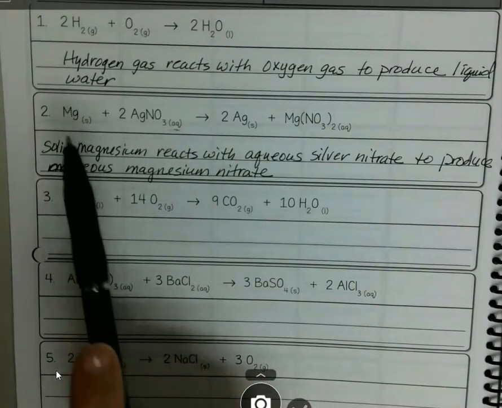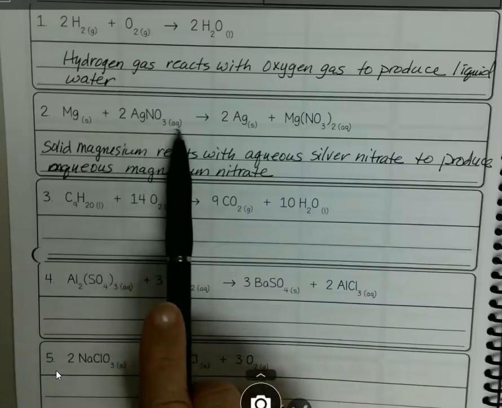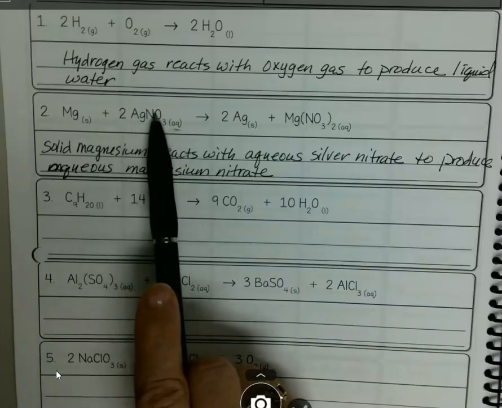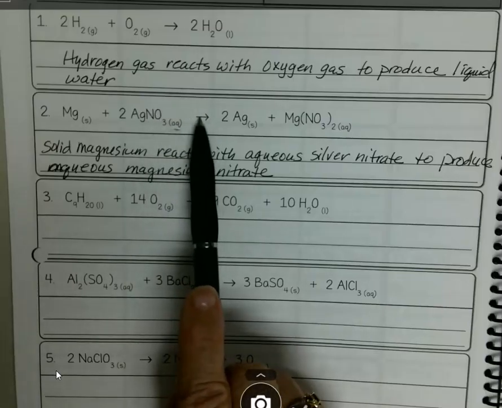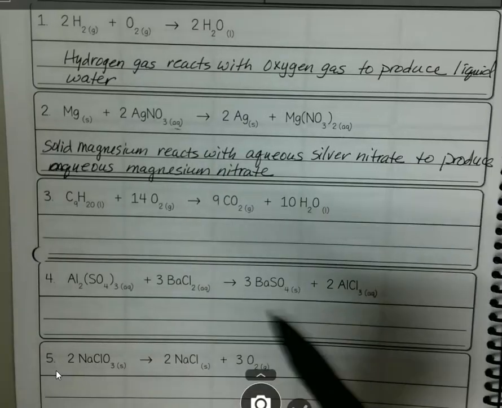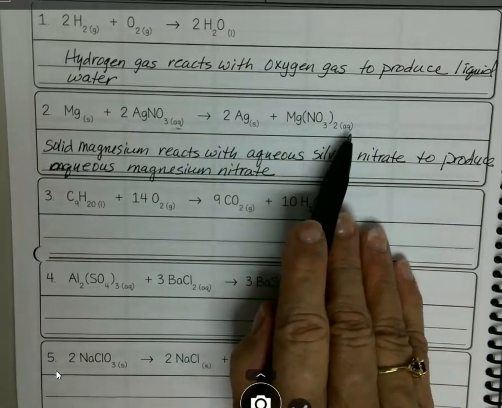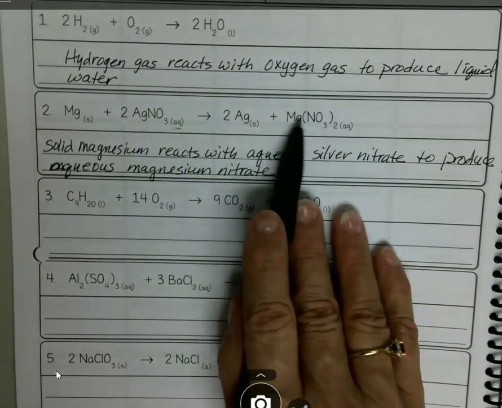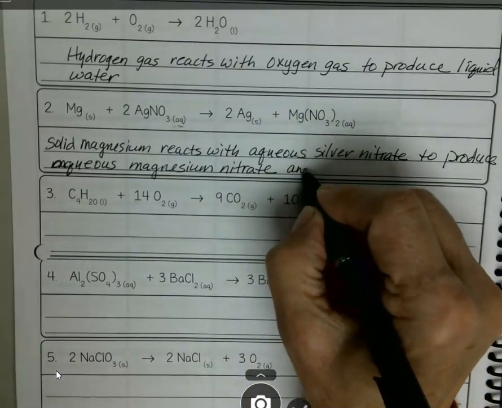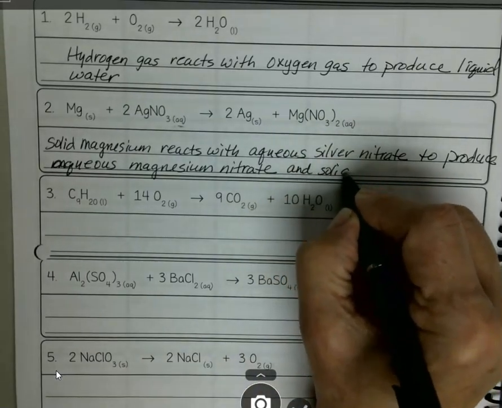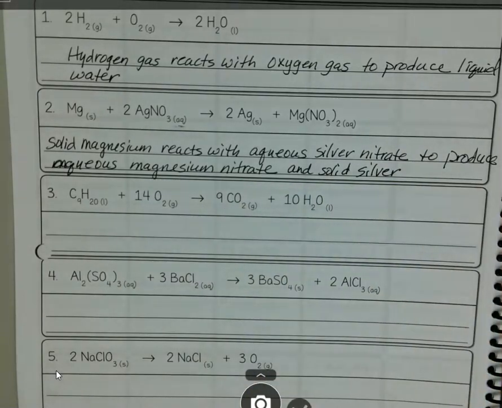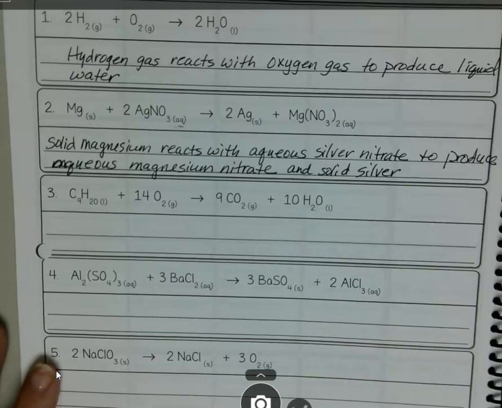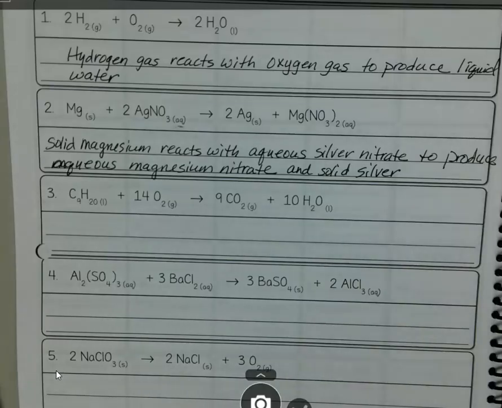So solid magnesium, it's going to react with aqueous silver nitrate, use your yellow sheet if you need to, to produce, whoops, I completely left off of it, so we'll go here, aqueous magnesium nitrate and solid silver. Okay, and again, those could be switched around. So be sure that you know how to translate. Definitely something that you're going to be doing.